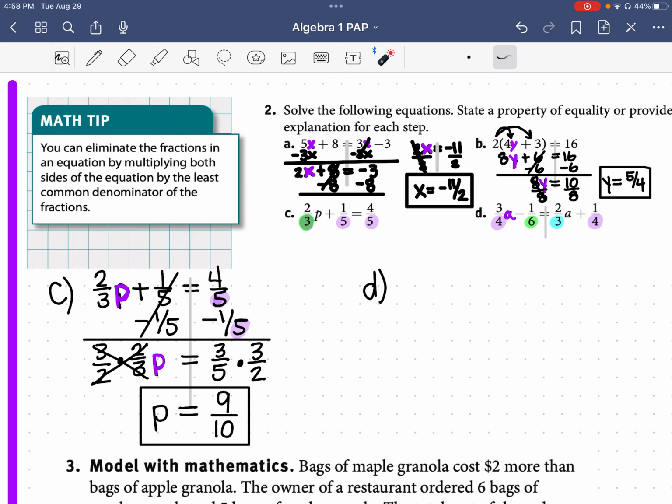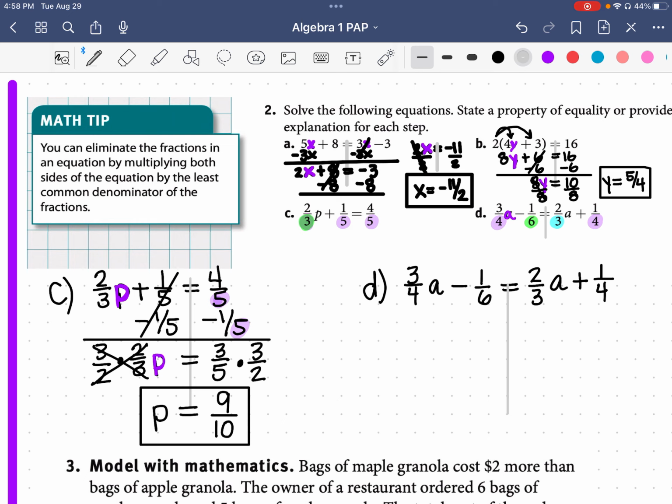So I'm going to use their tip of multiplying by a number to make the fractions disappear. As I recopy this, I need to think of a number that is a multiple of all three of those denominators. What is a multiple of 4, of 6, and of 3? It has to be a multiple of all of them. Now, there are a couple that come to mind.